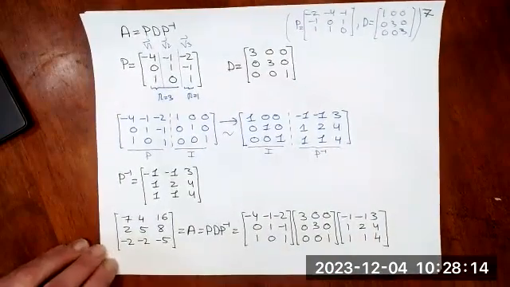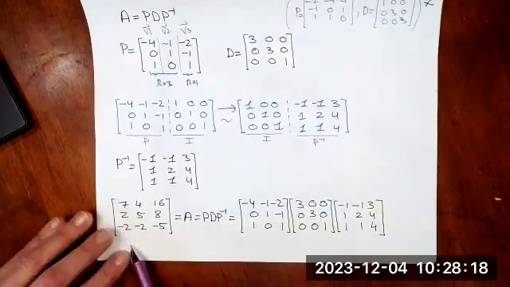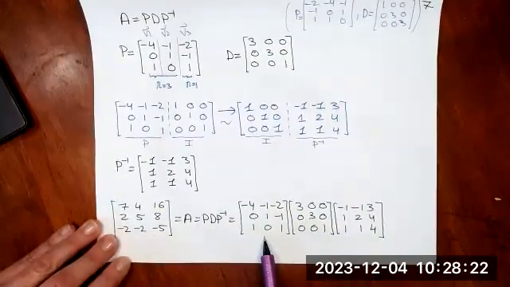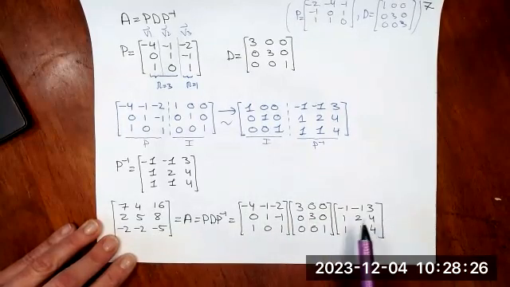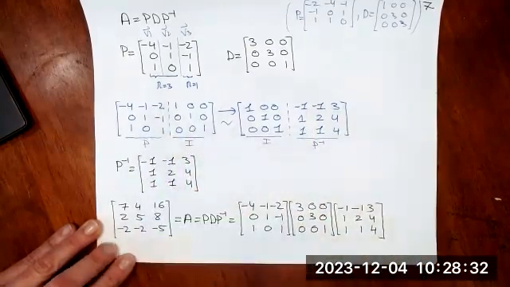So we're basically done. We got our decomposition. This was our matrix A. We got P that we constructed out of eigenvectors. We have D with eigenvalues on the diagonal. And we have P inverse that we basically got by taking the inverse of P.